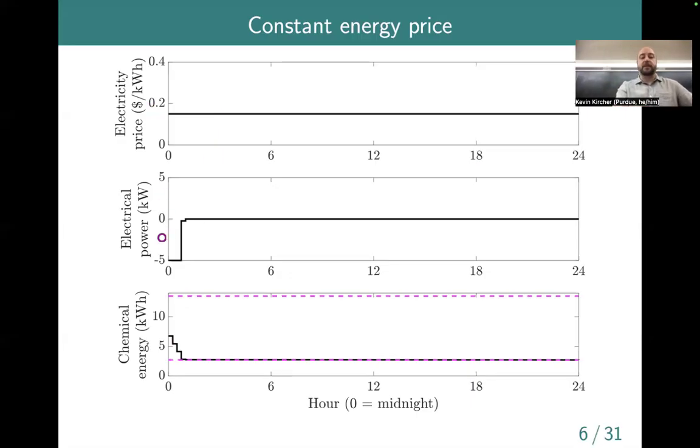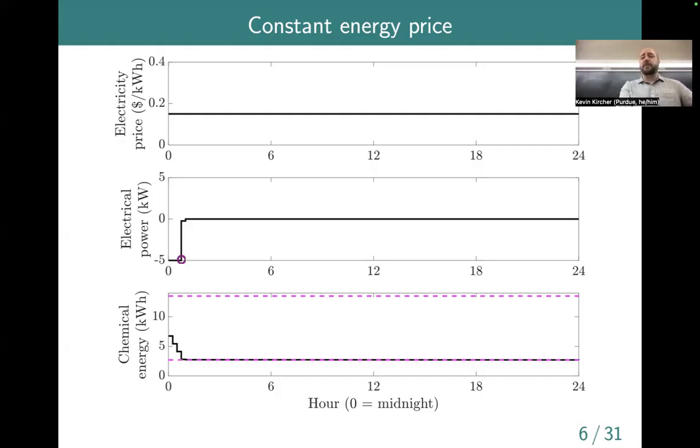Then here we have the electrical power that we're exchanging with the grid. And down here we have the chemical energy that's stored in the battery. The dashed lines here are the lower limit and the upper limit. So here I think it's 13.5 kilowatt hours, roughly a Tesla Powerwall, something like that. And I'm saying, I don't know, 20 or 30%, whatever, that's the minimum energy.